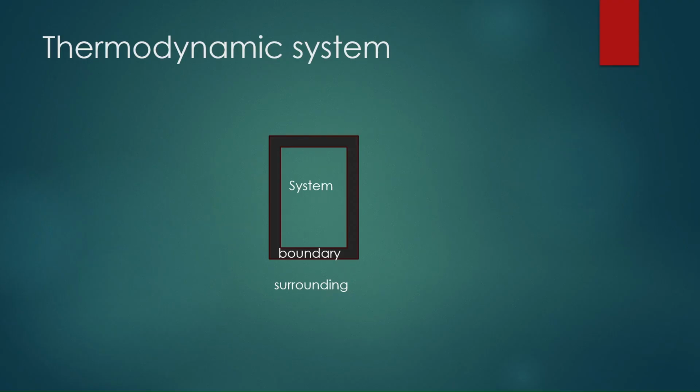thermodynamic system. What is a thermodynamic system? A thermodynamic system refers to a certain portion of the universe that we investigate for our thermodynamics. That is called a thermodynamic system. Except for the system, the area outside of the system we call the surrounding, and the layer that separates our surrounding from the system is called the boundary. So this is system, boundary and surrounding.